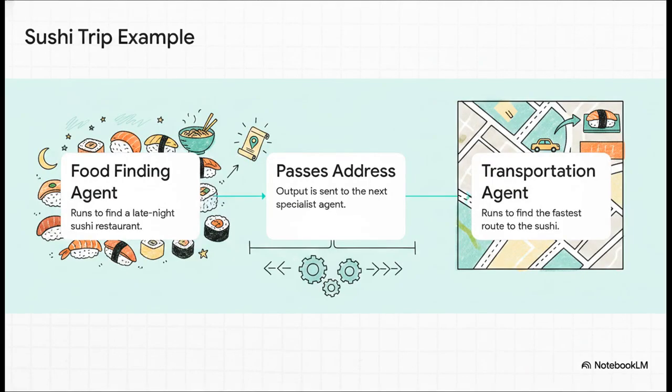Let's use a real-world example. Let's say you want to find a late-night sushi place, and then you need to figure out how to get there. Okay, so first, a food-finding agent runs, it finds a great restaurant, and boom, its job is done. It then passes that restaurant's address to a transportation agent, which then figures out the fastest route. See, it's a clean, predictable, step-by-step flow.